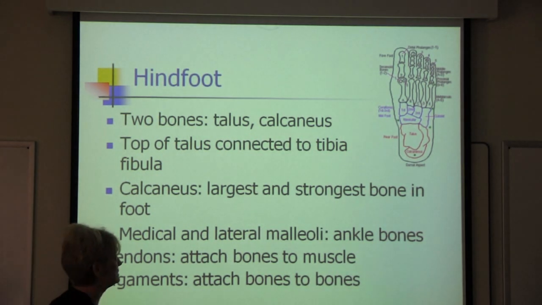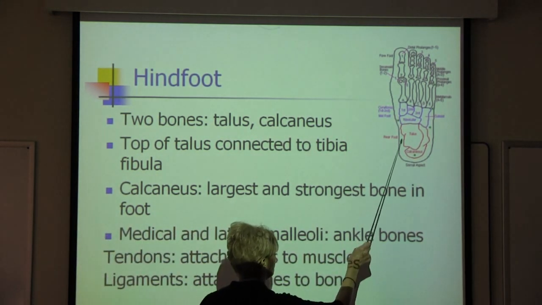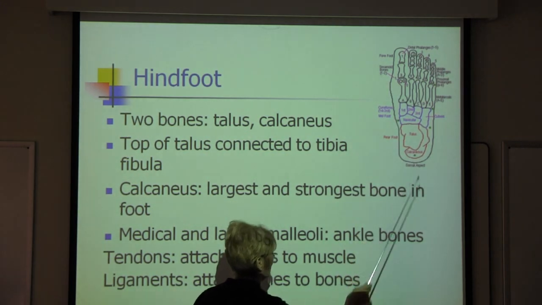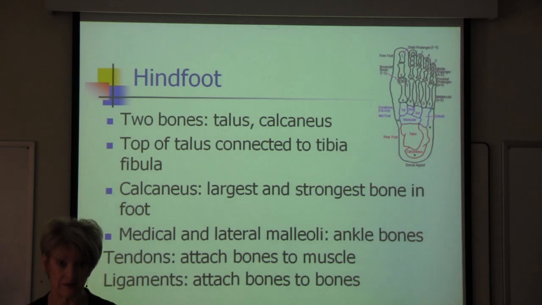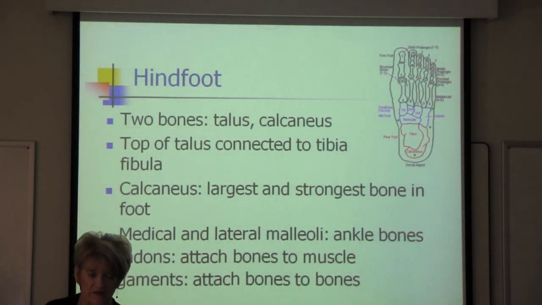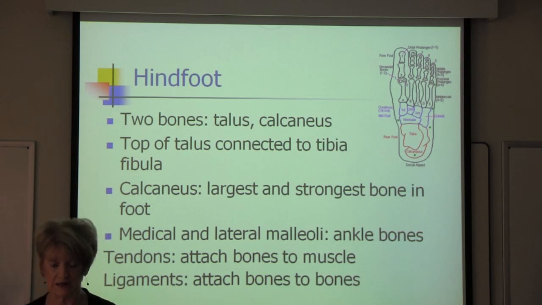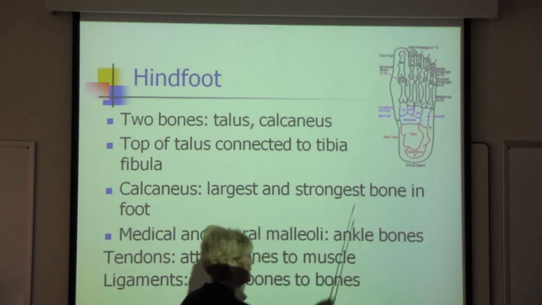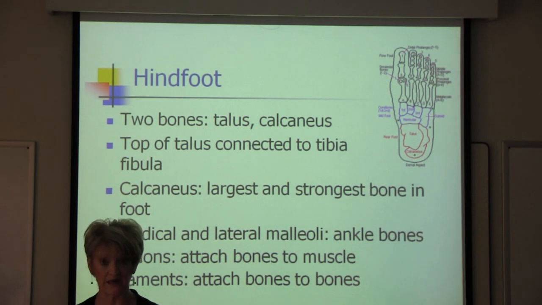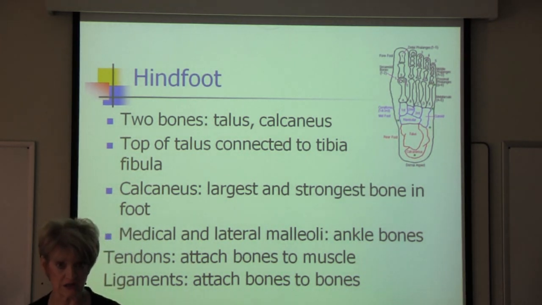Now in the hindfoot, you have the bones in red. You have the talus bone and you have the calcaneus. The talus is connected to the tibia and the fibula on top, so when you palpate the top of your foot, you can feel that talus bone, and it's connected to the leg bones, tibia and fibula. And the calcaneus, of course, as you know, is the heel bone. It comes along the outside of the foot. You can palpate the calcaneus. It's the largest and strongest bone in the foot.